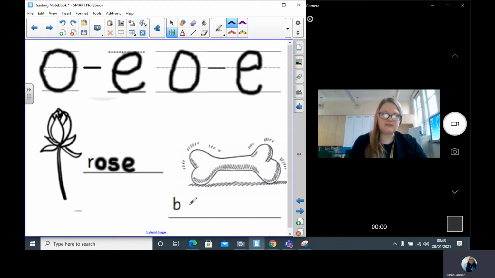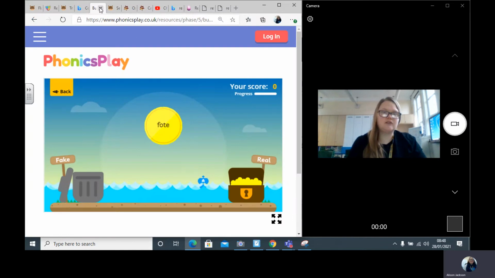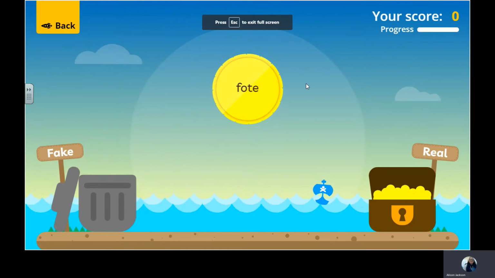And then this one is a picture of a bone. Bone. So we need to be doing B, O, N. If I left it like that, it would be bon, the short vowel, but I want to add my E to make the word bone. Okay, super. Now we've done that, let's look at some words. Right, let's have a read.